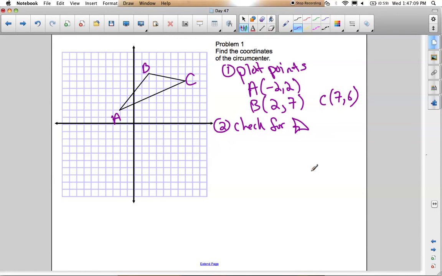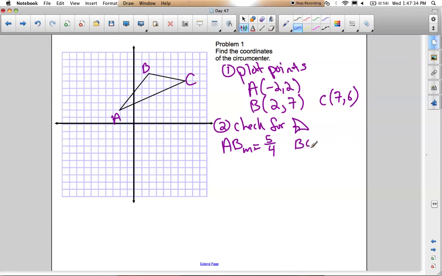Why? Because if it's a right triangle, the midpoint of the hypotenuse is my answer. So, right triangle. That means I need to find my slopes. So I need to find my AB slope. AB slope is 1, 2, 3, 4, 5. So I rose 5. And I went over 1, 2, 3, 4.